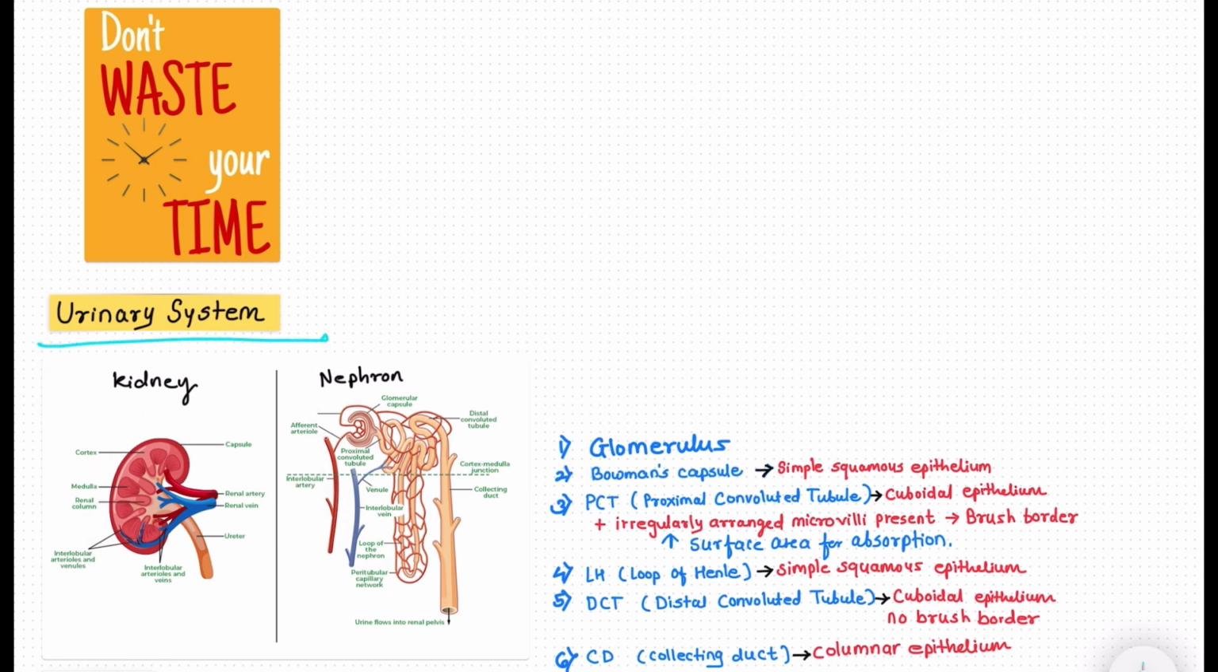Before going to see what is urinary system, let's see what is today's quote. It is don't waste your time. So time is very important, it is precious. Don't waste a single second in your life.